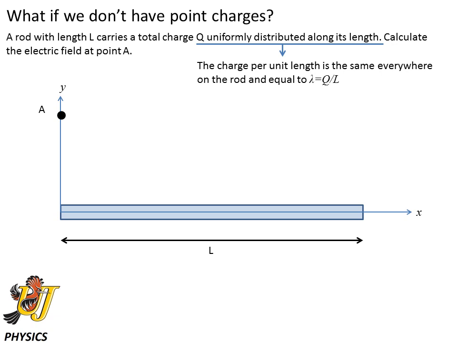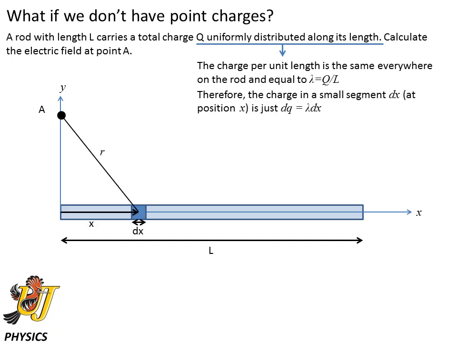The first thing to note is that if the charge is uniformly distributed along the length of the rod, we can define a quantity called the charge per unit length, here given by the Greek symbol lambda, that is constant everywhere on the rod. Now, in order to evaluate the electric field at point A, we will break up the rod into a number of tiny little segments. If we choose our segments to be small enough, we can approximate these as point charges.